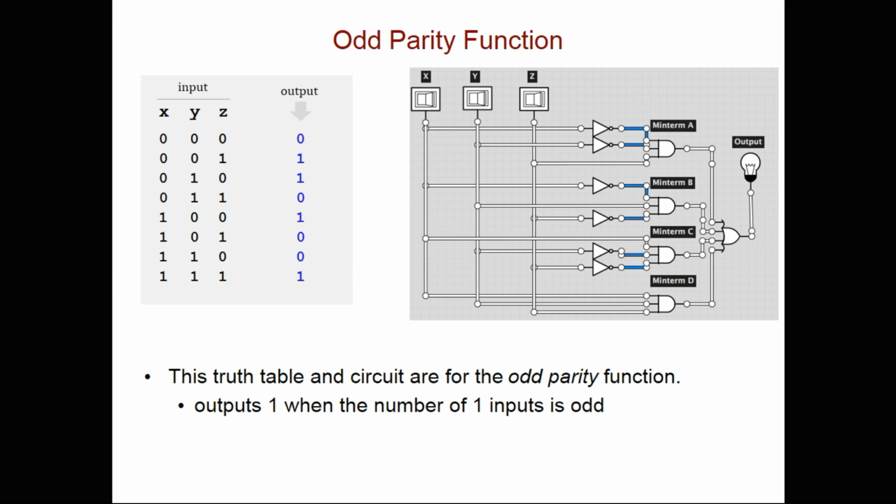Here is another example. The odd parity function is a function that produces 1 if the number of ones in the input is odd. We can see that the output is 1 if the number of ones is odd. We can write down its Minterm expansion and then convert it to a circuit.